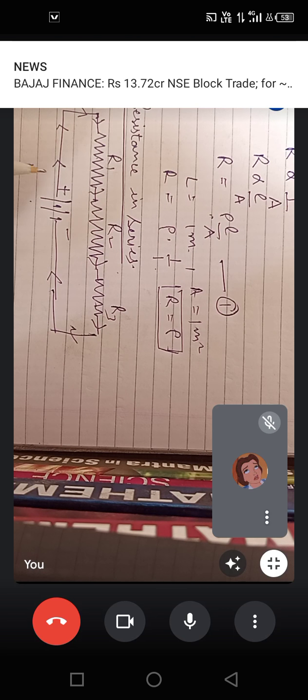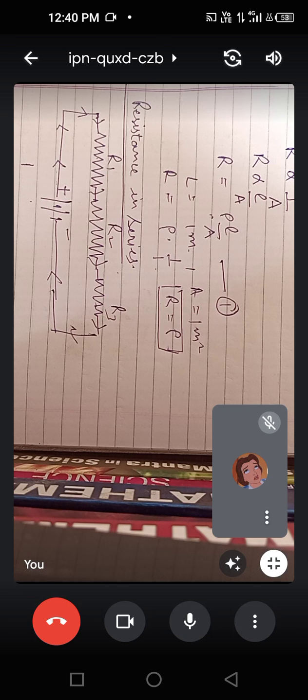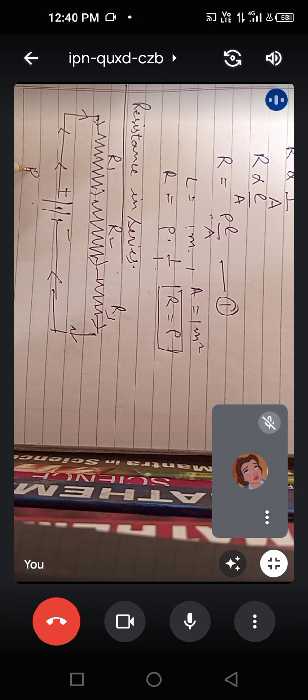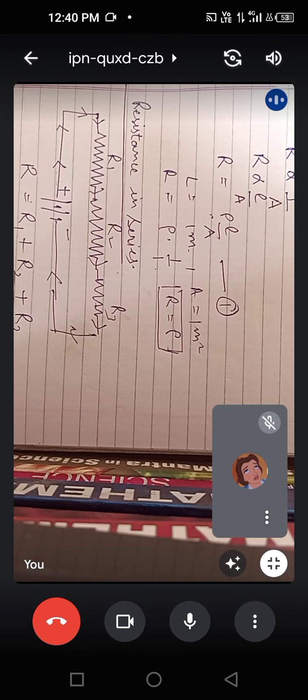This means that the same current has to pass through the wire, so all the current passes through resistance 1, resistance 2, resistance 3, and finally comes back to the terminal. The same amount of current flows through all three resistances R1, R2, and R3. So R is equal to R1 plus R2 plus R3. This will be the formula here. How? Let's obtain that formula.